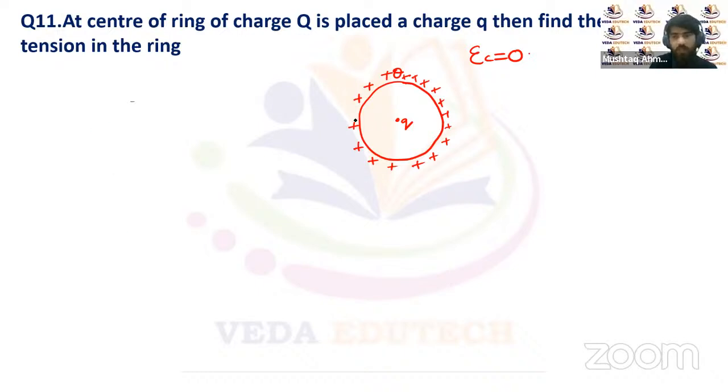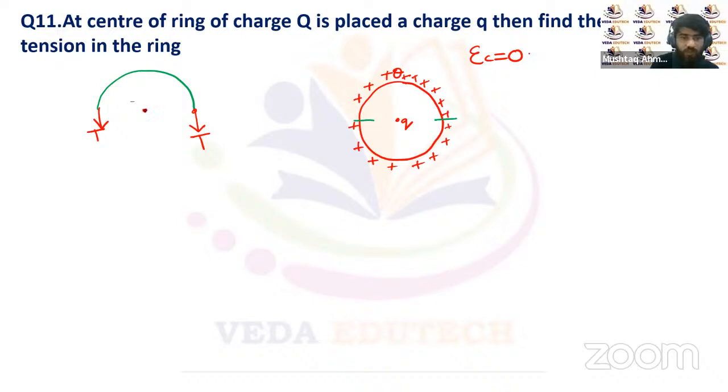Let's suppose that we cut this ring into two parts. This is half of the portion of the ring. Now if the tension is T in the entire ring, the tension at this point has to be along this direction. Let's suppose that's T, and the tension at this point is also along this direction. Let's suppose that's also T, right?